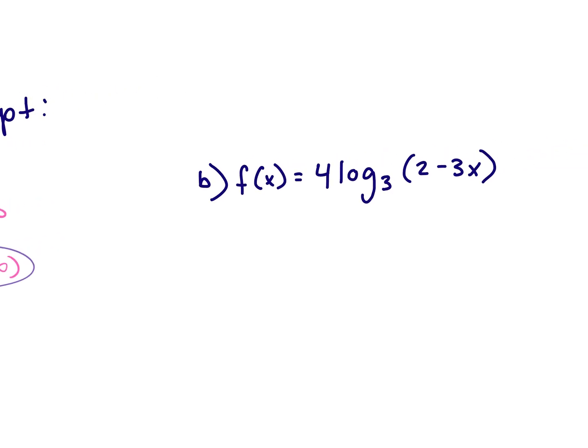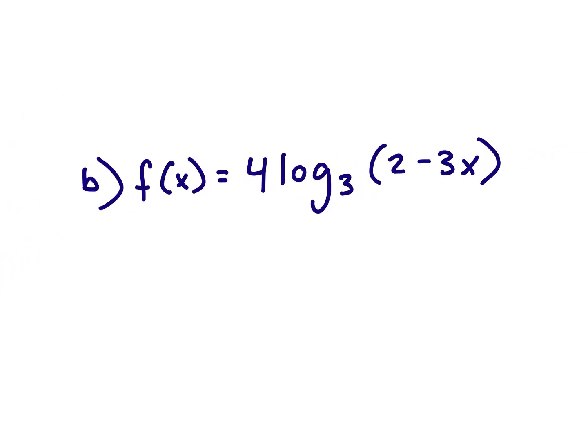Let's do B also. So B is a little bit different because we have a negative being multiplied to the x. A negative multiplying directly to the x is a reflection on which axis? The y-axis. So instead of my graph looking like this, it's going to flip on the y-axis and look like this. Not this one.